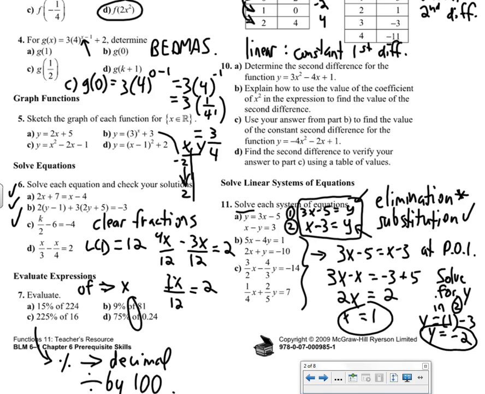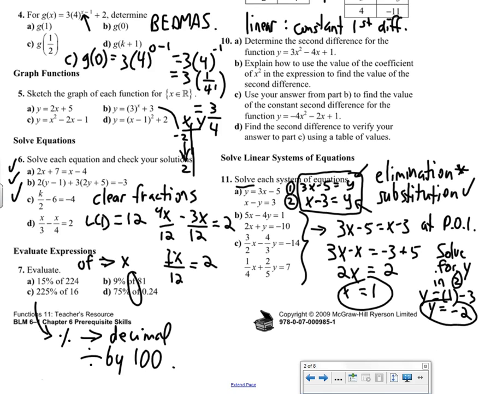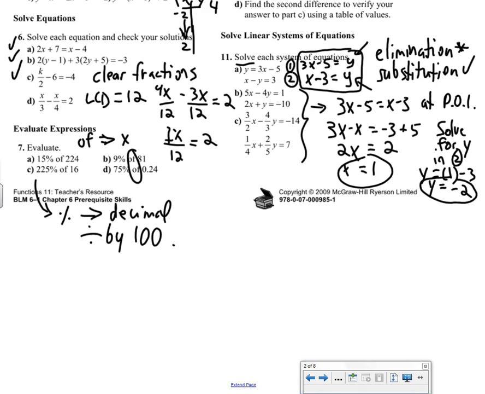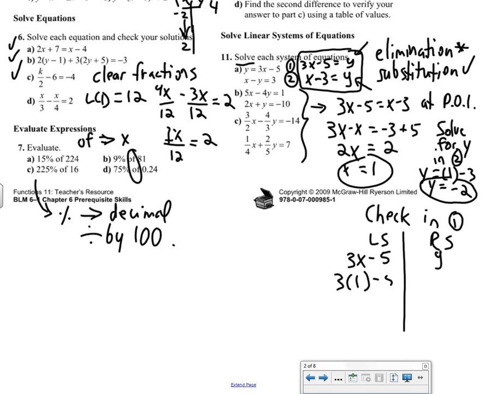I would want to just finish off by checking, and I think there I would have to go back and check in the other equation, which would be equation 1. Make sure a check is always set up left side, right side. Going back, the left side of the equation is 3x subtract 5. The right side is y. I think it's important to write that out as a first step, and then substitute the values in. X is 1. I would be left with negative 2. Y is negative 2. Left side equals right side. That's what I wanted to see.